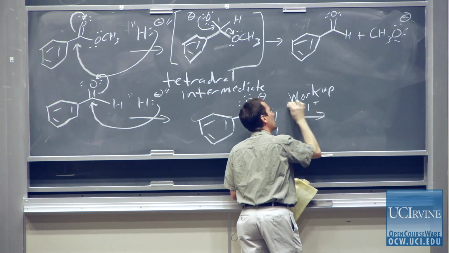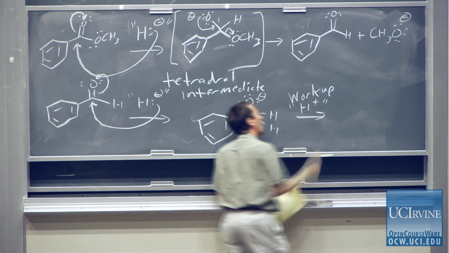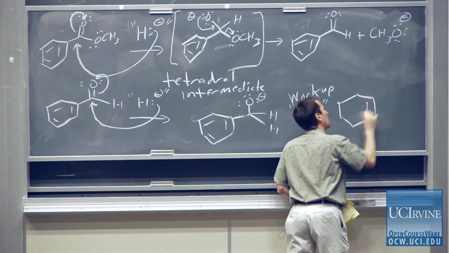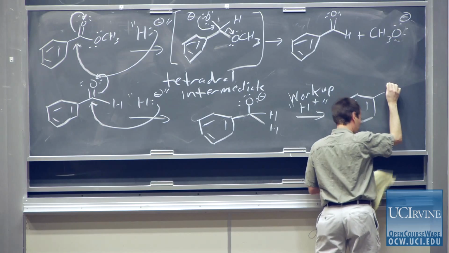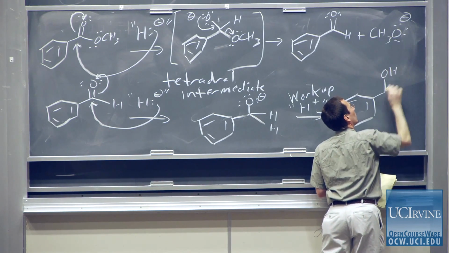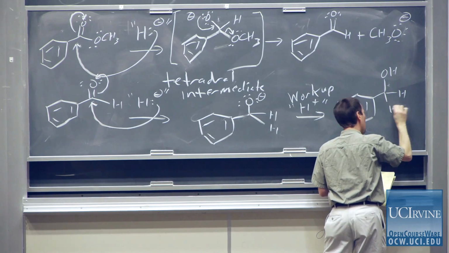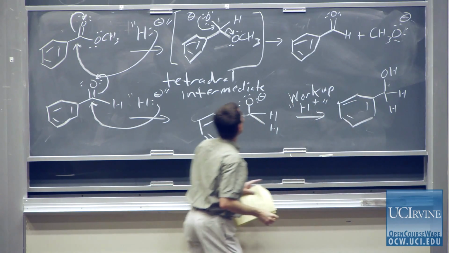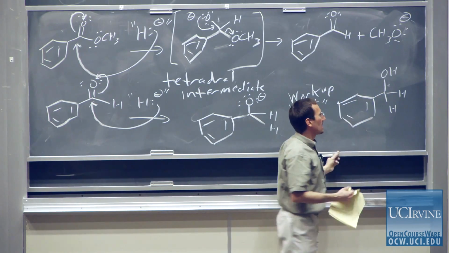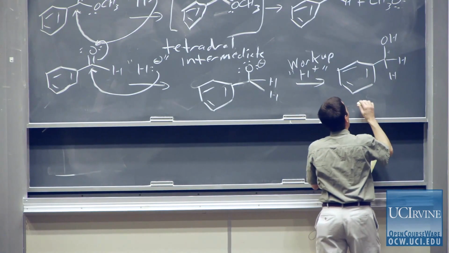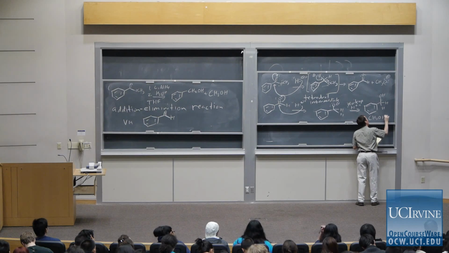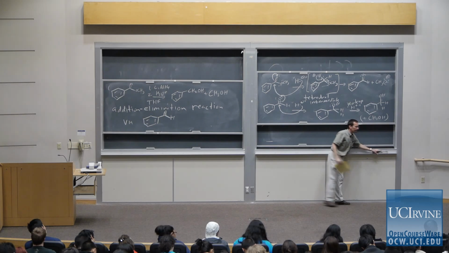I'll put this again in our sort of 30,000-foot view of H+. And the product of this reaction is benzyl alcohol. And the other product of the reaction is we'll also protonate our methoxide. So the other product of our reaction is methanol. And I'll just put that in parentheses here.